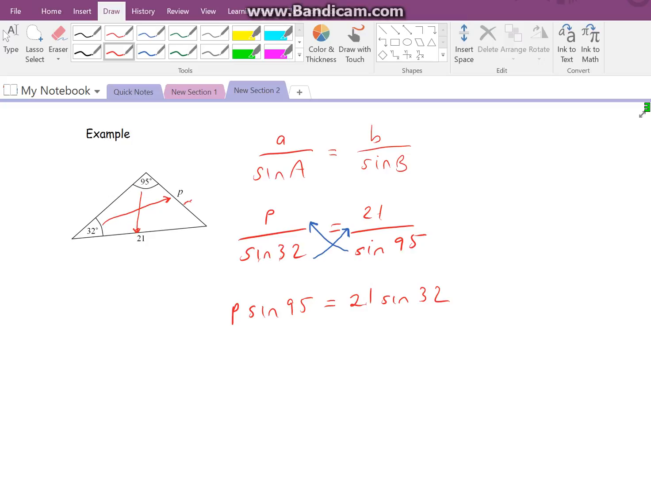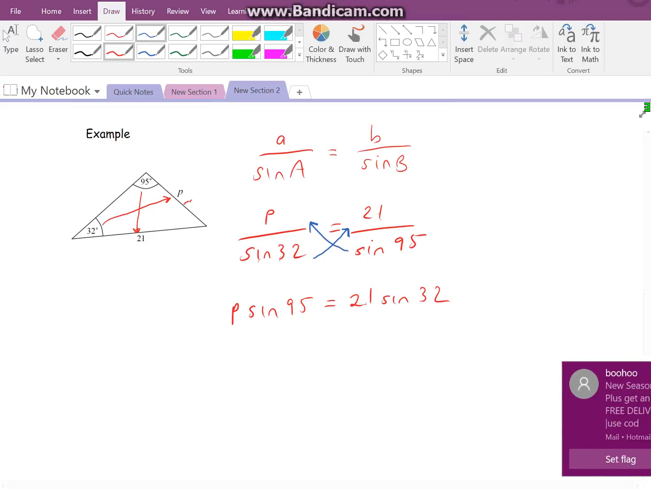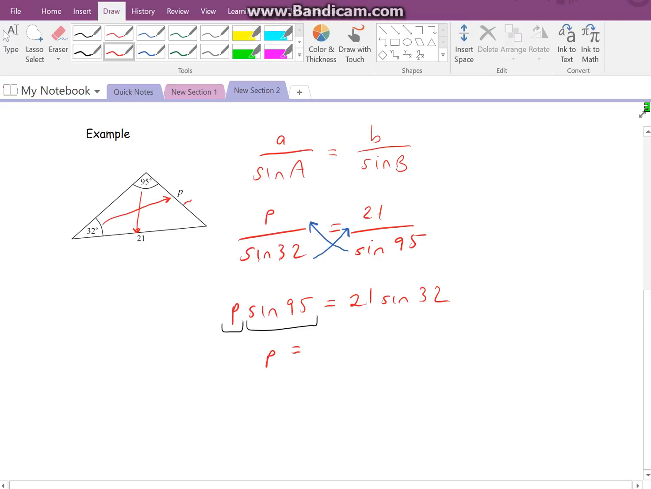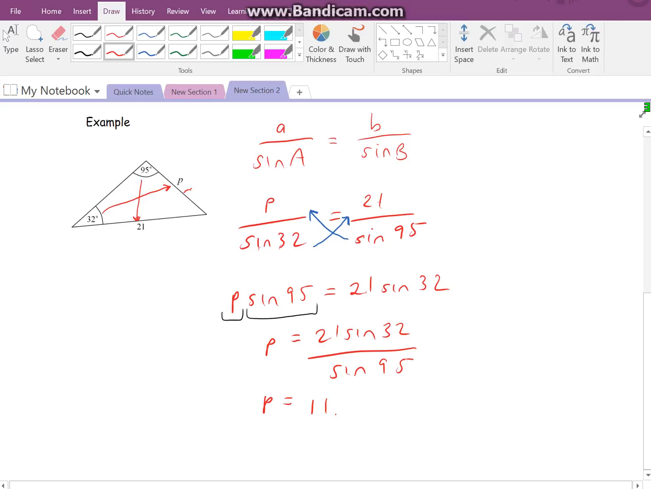But it's just as easy, you know that P and sine 95 are multiplying. So if I want to find P, which I do, I just get P on its own. So the sine 95, which is multiplying, goes across and becomes a divisor. So P is equal to, put this into your calculator, 21 sine 32, close your bracket, over sine 95, close your bracket, equals 11.17, and say this to the nearest whole number, so we know our side P is equal to 11.